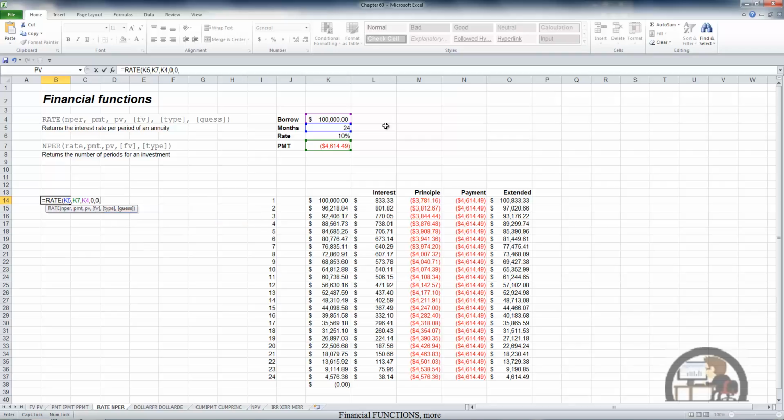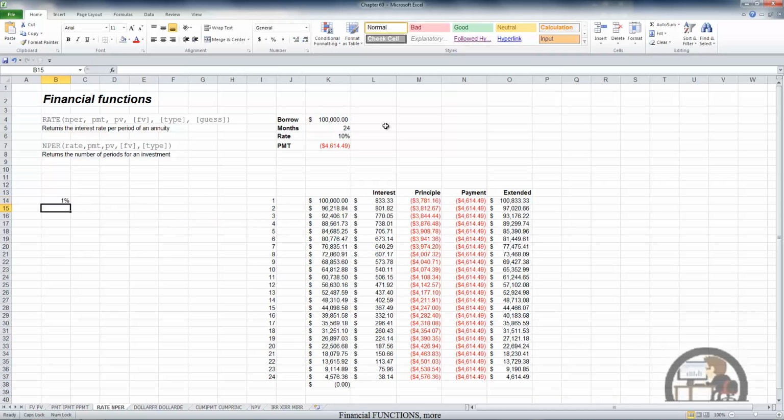And then the last argument, optional argument, is Excel wants us to guess. This just provides Excel with a starting point to iterate from so that it can determine the rate of interest that's being charged on a given loan. I'm not going to guess. I'm going to let Excel figure it out.